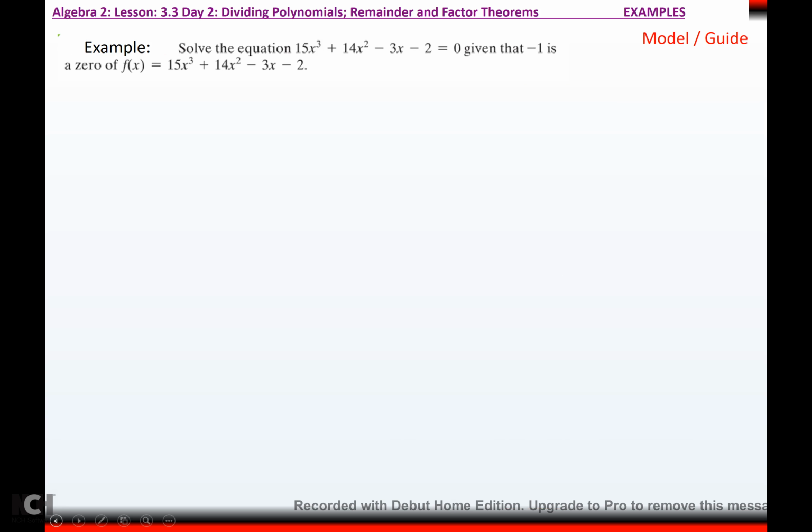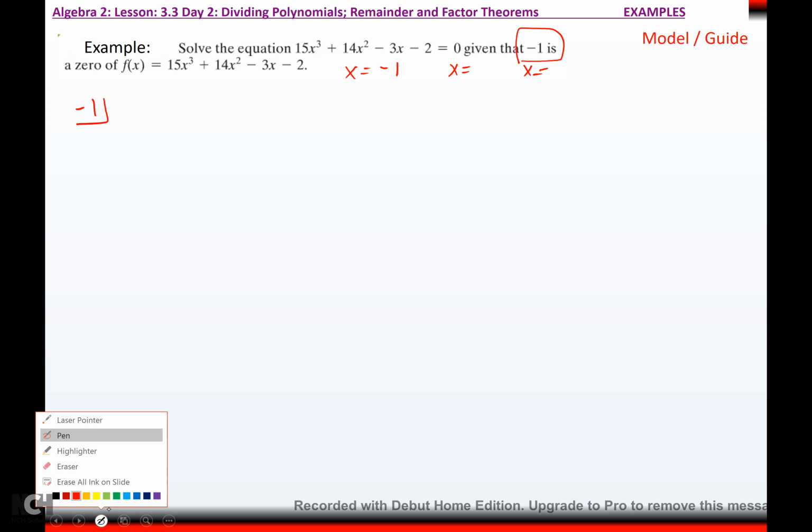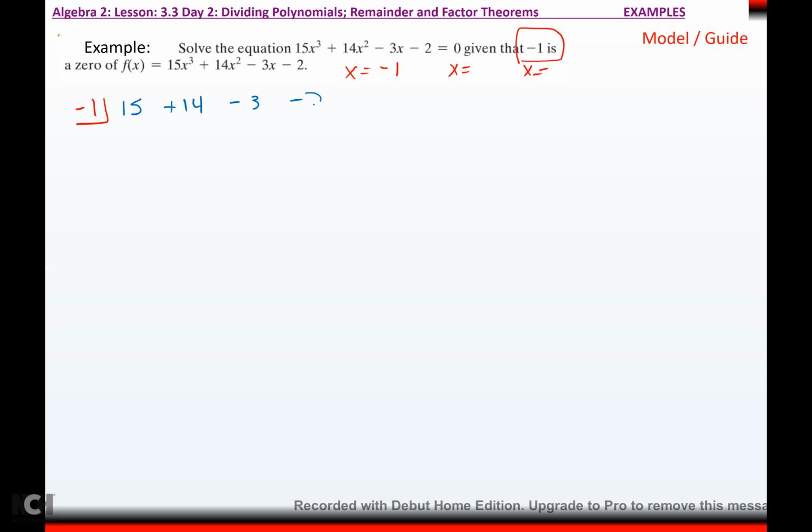So this one, it says solve the equation given that negative 1 is a 0 of the function. They're telling me that x equals negative 1. There has to be 2 more because it's a third degree function. So since they gave me 1, I'm going to divide by it. So negative 1 goes in the hole. My coefficients are 15, 14, negative 3, negative 2.